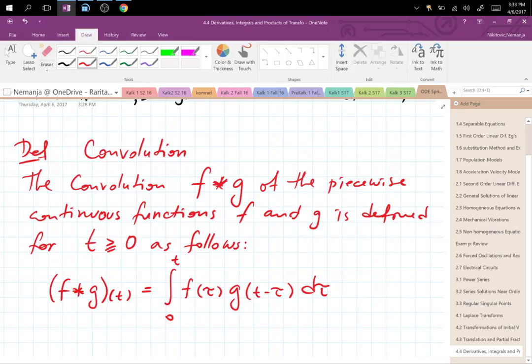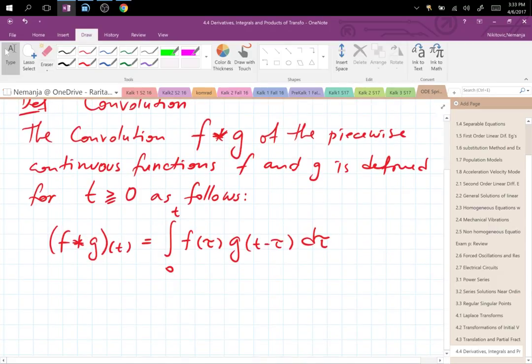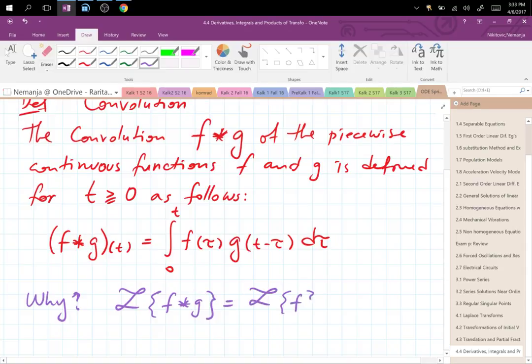But now the other part of this is to understand why. Let me just ask a question, why? Well, it's a definition. Now, why would we need this? I'm going to say that the Laplace transform of the convolution is going to be the multiplication of the individual Laplace transforms. So if you are multiplying two Laplace transforms, you're getting convolution on the other end.